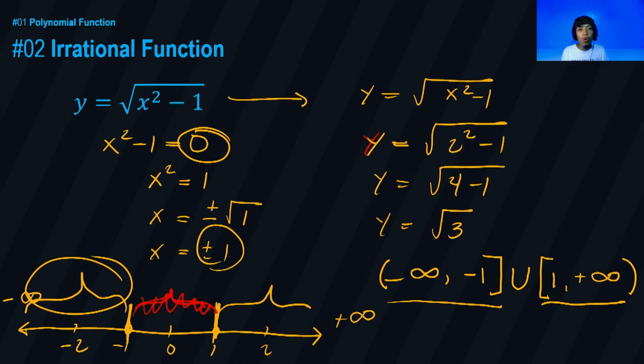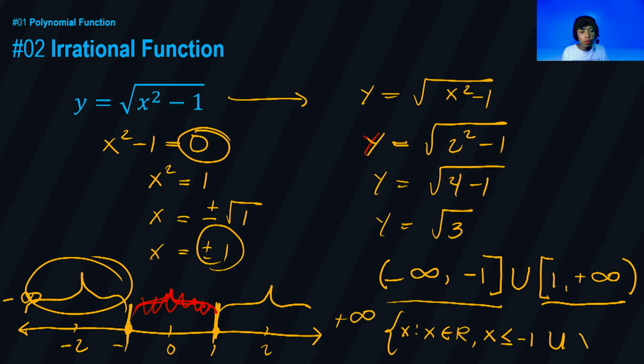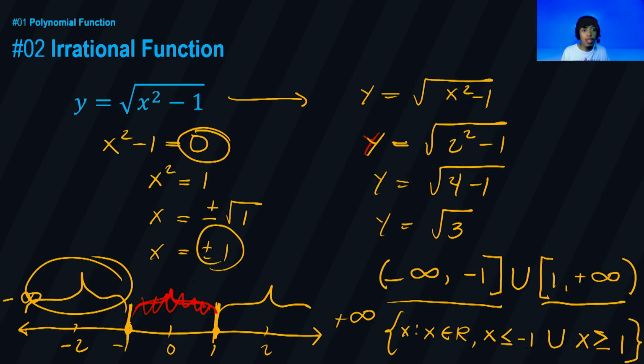That is your domain. Or in set builder notation, you could write it like this. x such that x is a real number, and x is less than or equal to negative 1, union with x greater than or equal to 1. That's how you write your domain in set builder notation. So this is your domain.